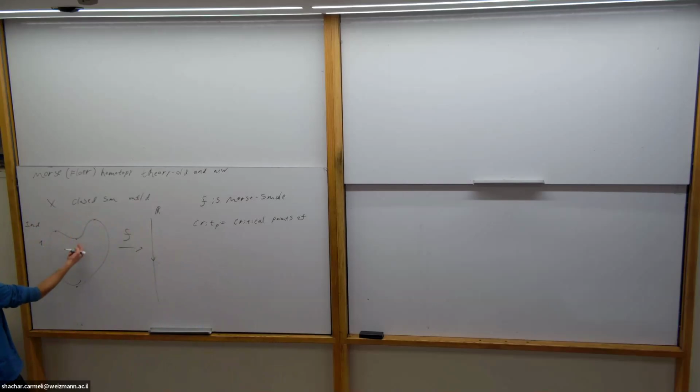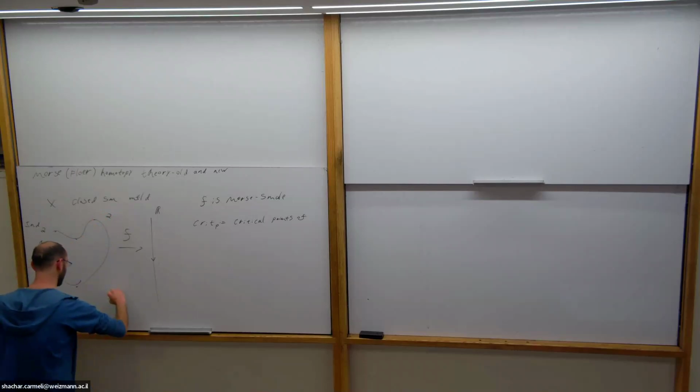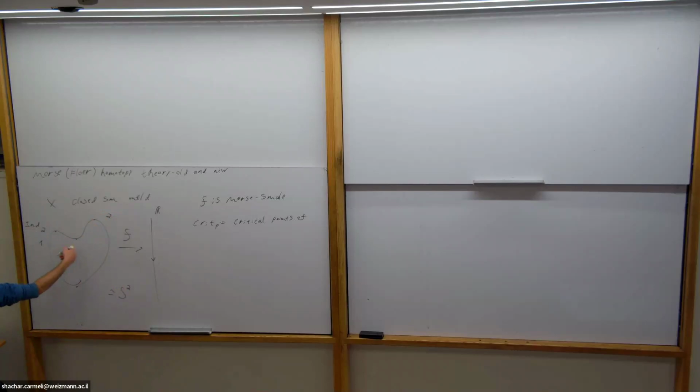This point has index 1 because we have only one direction which goes down, according to the height function, and this maximum has index 2. So this is a 2-dimensional manifold, homotopic to S2. It's like a heart-shaped sphere. Okay, yes, thank you for that question.